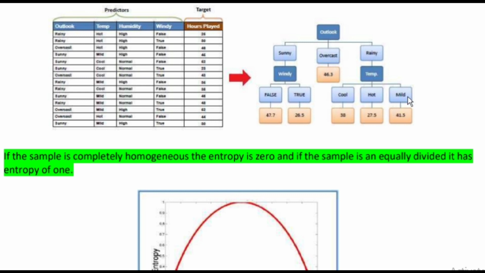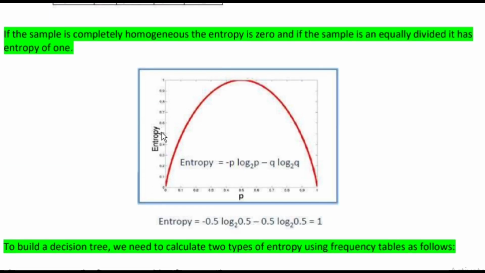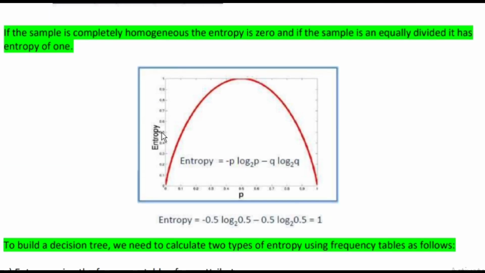If the sample is completely homogeneous, the entropy is 0, and if the sample is equally divided, it has entropy of 1. The formula of entropy is equal to minus P log P to the base 2 minus Q log Q to the base 2. So this is the formula of entropy.